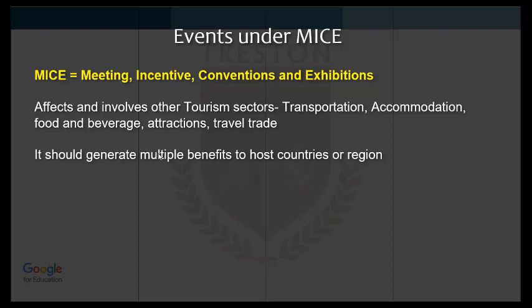Now we also have events under the MICE. So what does MICE mean? As you can see in this slide, it stands for meeting, events, incentives, conventions, and exhibition. It is concerned with the tourism industry because in conducting MICE, you would need transportation, accommodation, food and beverage, attractions, travel and trade, which is mostly connected with tourism. It should generate multiple benefits to the host country or region.